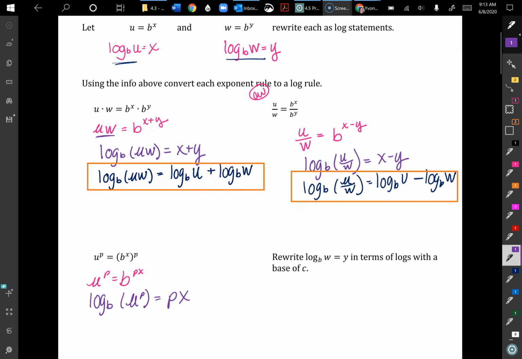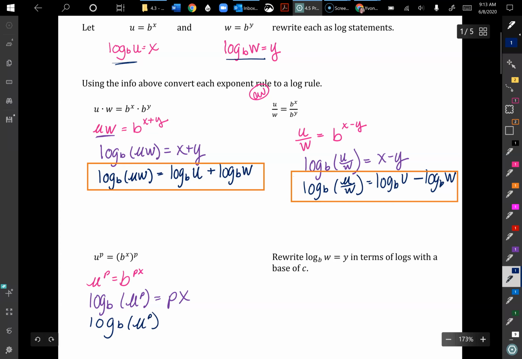Now we can get everything in terms of u, because we can go look back up here. What x equals is log base b of u. So now we're going to replace that. So we have log base b of u to the p equals p times log base b of u, as we're getting from up here. And that is another property.